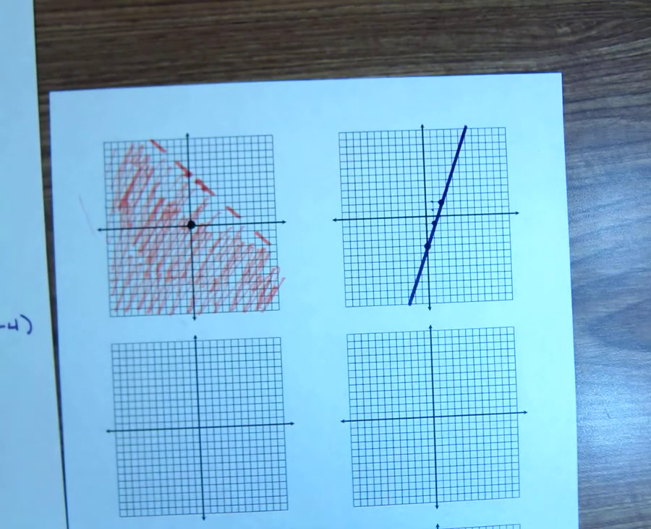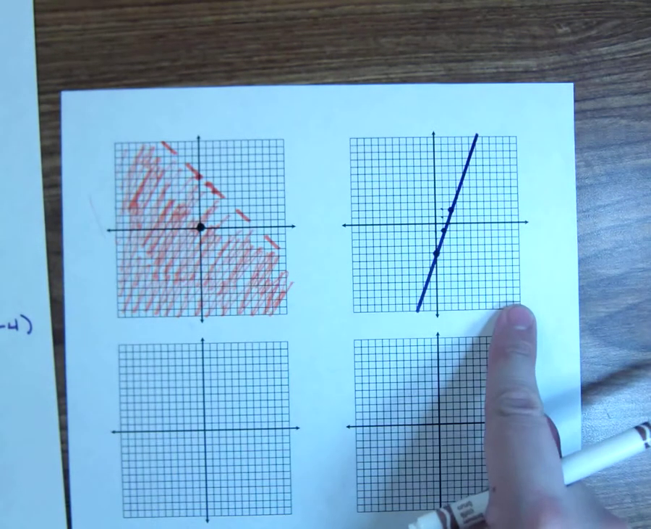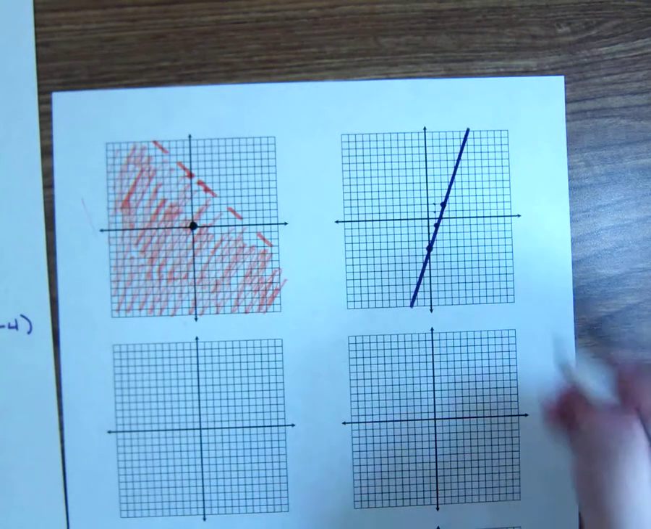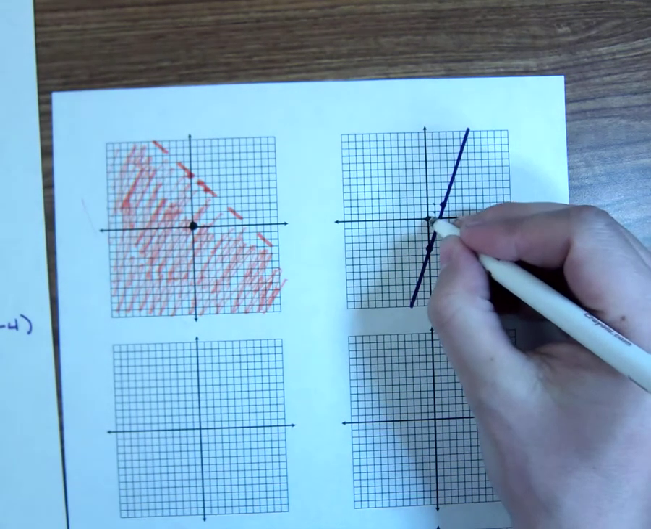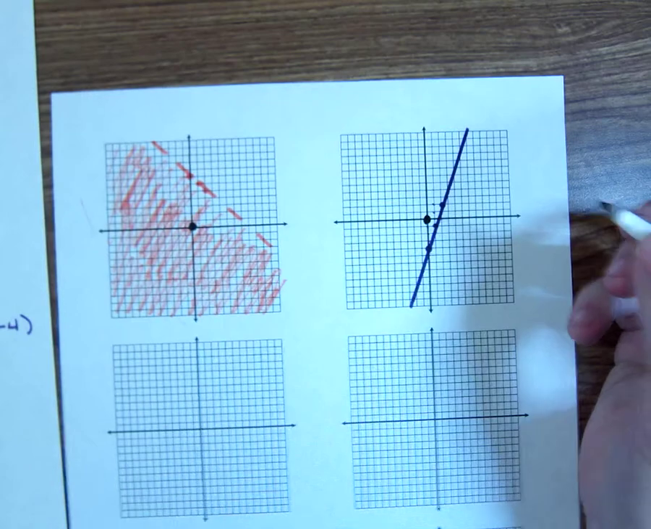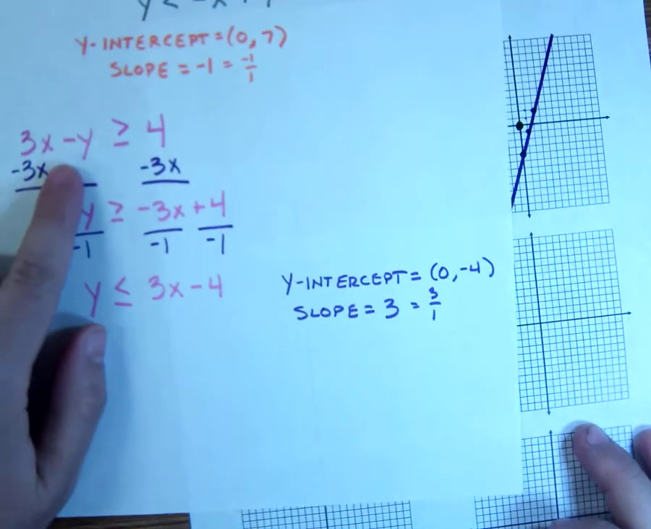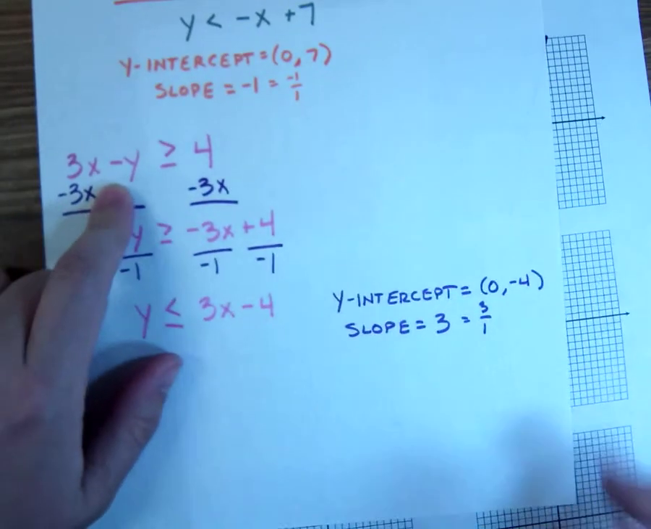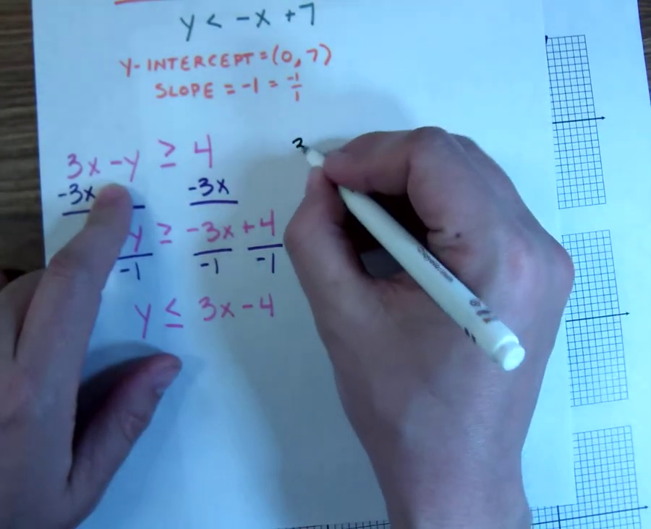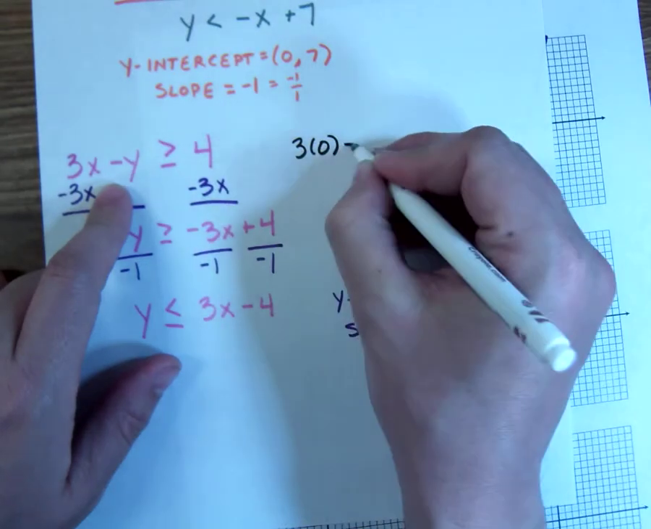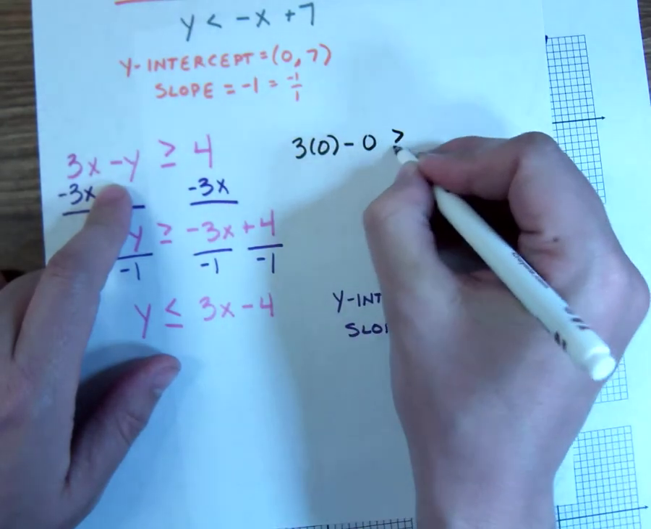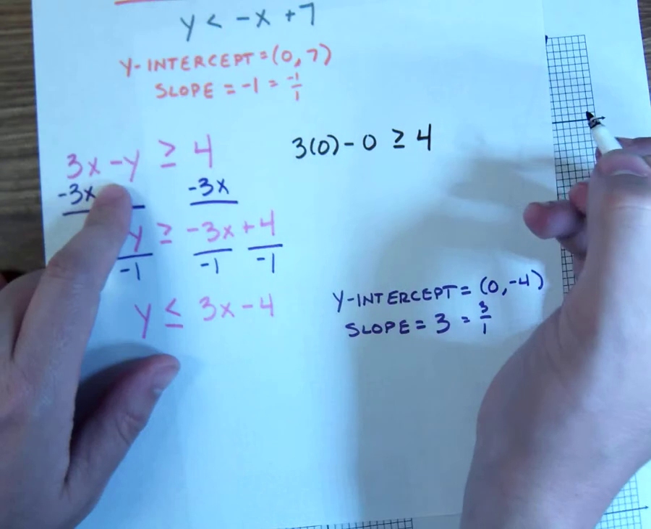And now the question is, which side am I going to shade? Let's find out. 0, 0 I'm going to use as my test point. What I want to know is, is 0, 0 supposed to be in the shaded section? So I'm going to go back to my paper here. I'm going to go to this equation: 3x minus y is greater than or equal to 4. I'm going to replace the x's and y's with 0. So 3 times 0 minus 0 greater than or equal to 4.